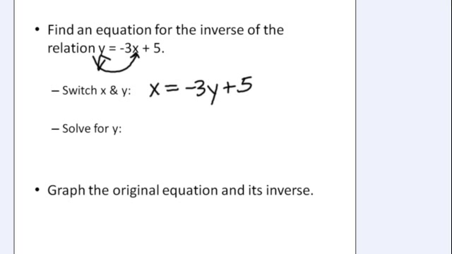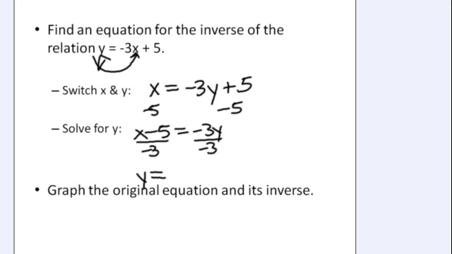Then I want to go ahead and solve for y so that the inverse is also in y equals form. So let's subtract 5 from both sides, divide both sides by -3. And I'll write this in y equals form. So y equals -1/3 x plus 5/3. Go ahead and write that in slope-intercept form, because next we're going to graph both the original equation and its inverse and compare the two.